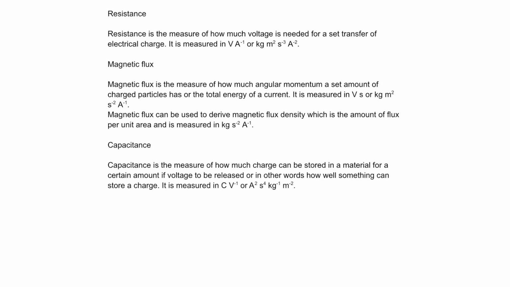Capacitance is the amount of charge needed to be stored in a material for a certain amount of voltage to be released. In other words, how well something can store a charge without releasing a voltage. It is measured in coulombs per volt, or amp squared second to the fourth, per kilogram per meter squared, which is an odd unit, but it works out.